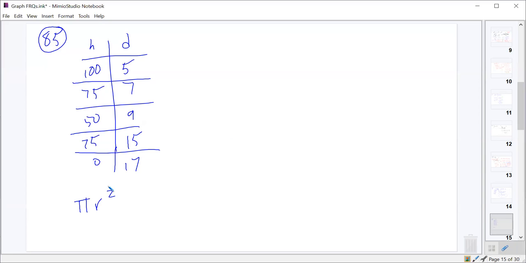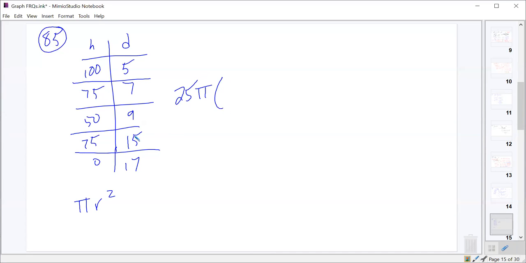Okay, yeah, it makes life easier. So we'll start from 0 to 25. From 0 to 25, we've got pi. We're going to have pi for all of these, and the length of each interval is 25. So we're going to have 25 pi times each of these, and then it should just be the radius squared for each one.